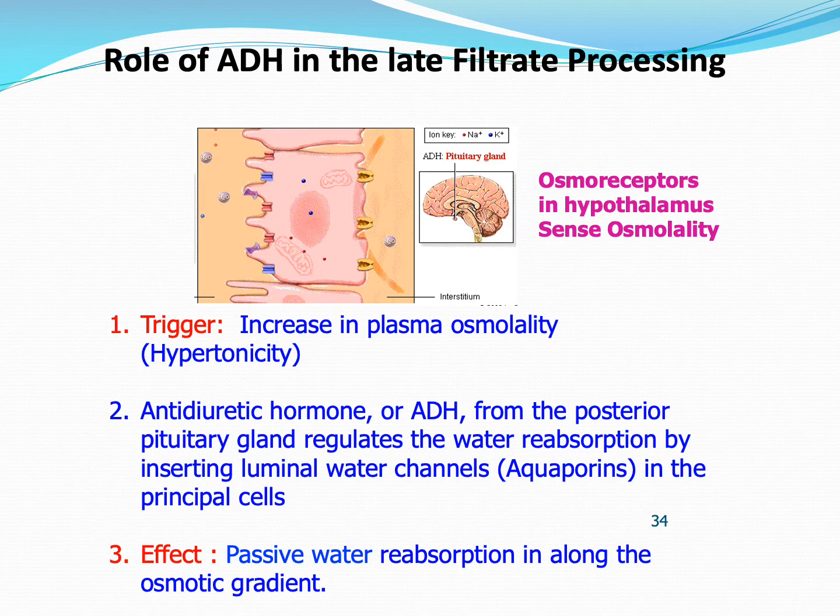This slide is summarizing the role of ADH in the late filtrate processing in the nephron. As we have already seen, the trigger is the increase in plasma osmolality, which releases the antidiuretic hormone, or ADH, from the posterior pituitary gland, which regulates the water absorption by inserting the luminal water channels, that is aquaporin 2, in the principal cells.